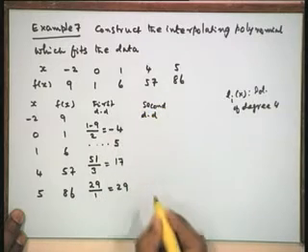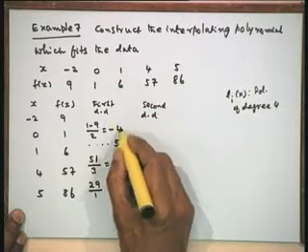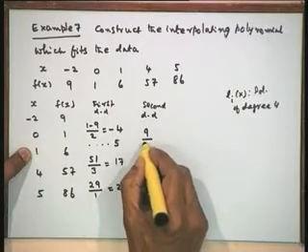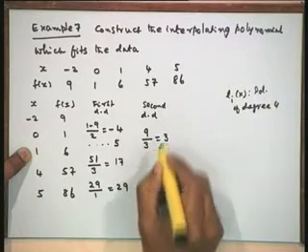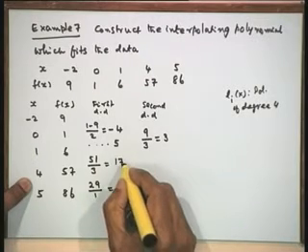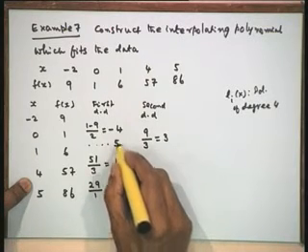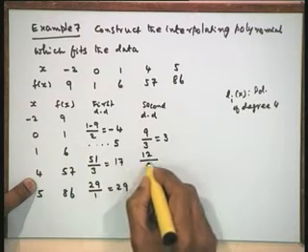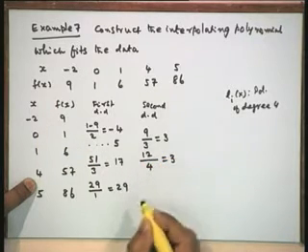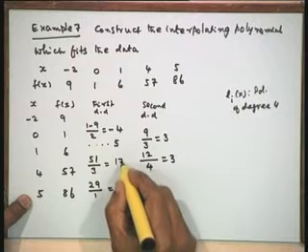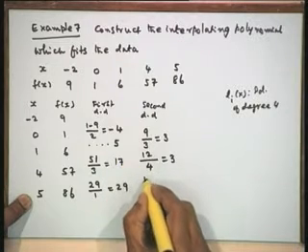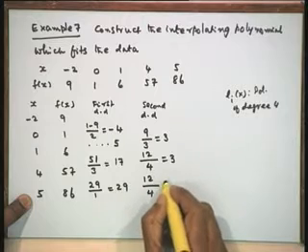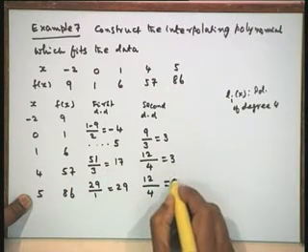Now, let us write down the second divided difference. This is 5 plus 4, that is 9, divided by 1 plus 2, that is 3, that gives us 3. Then corresponding to this, I have 17 minus 5, that is 12, divided by 4 minus 0, that is 4, that is equal to 3. Then I have 29 minus 17, that is equal to 12, divided by 5 minus 1, that is 4, that is equal to 3.